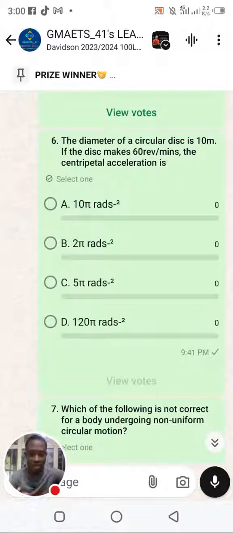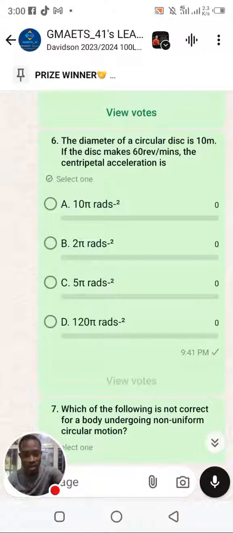So you have this question: the diameter of a circular disc is 10 meters, and the disc makes 60 revolutions per minute. Then the centripetal acceleration is, we don't know. This particular question, let me now expose something. I played a trick on the students. I wanted to ensure that these students are confident in what they are learning. So this particular question, the correct option is not there, and I did it on purpose.